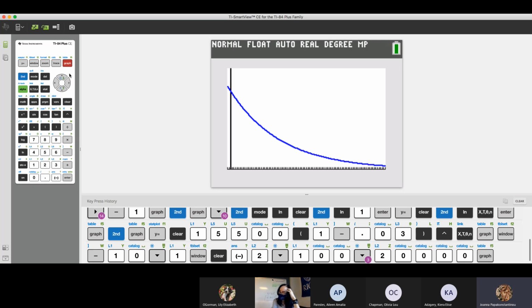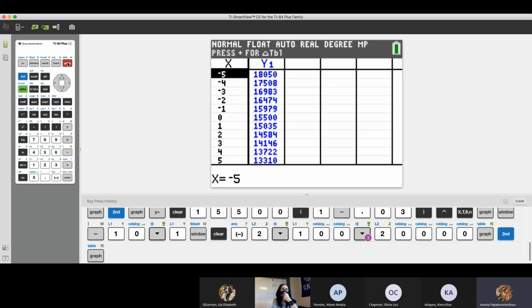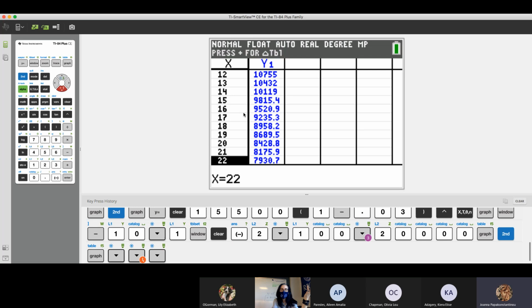Now, I'm trying to figure out for when the population will be below 8,000. So if I go to my table, I'm below 8,000. Oh my gosh. Well, the population's 18,000. Okay, when does it go below 8,000? After 21 years. Do we see that? The input is years, the output is the population. So I can answer that question this way.